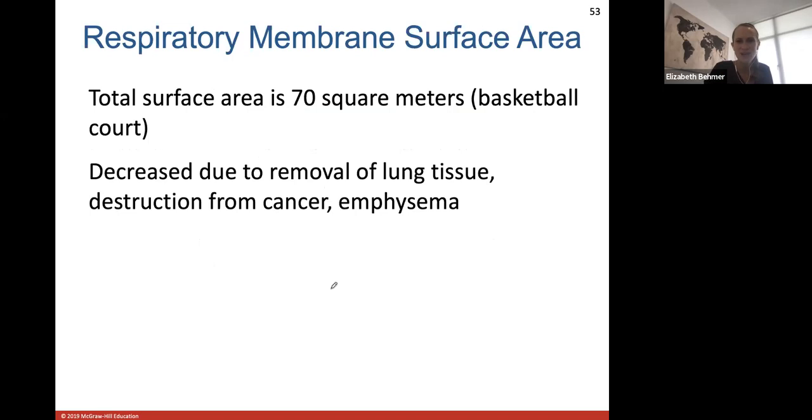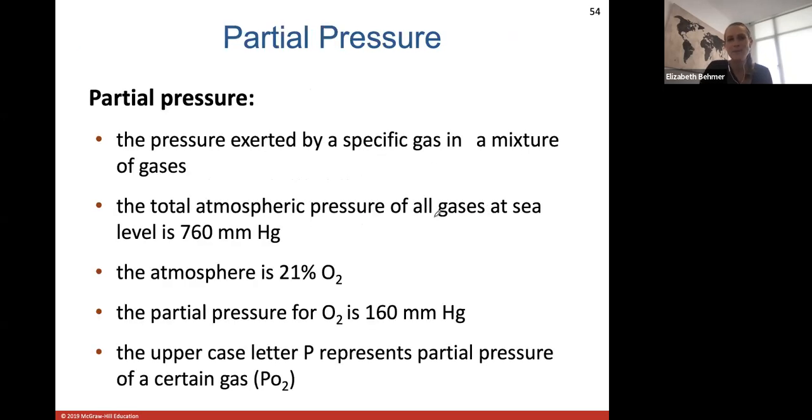The total surface area of all the alveoli, so this entire respiratory membrane, is about 70 square meters, which is about the size of a basketball court, which is huge. And again, it can be decreased if you ever need lung tissue removed, or if anything is destroyed from lung cancer or emphysema.